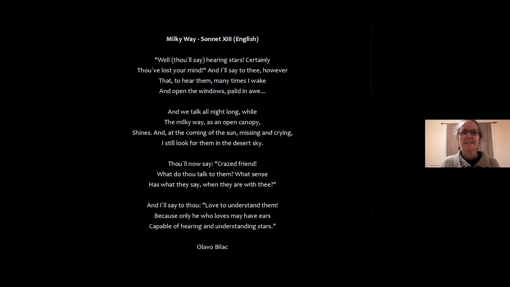Well, thou say, hearing stars, certainly thou've lost your mind. And I will say to thee, however, that to hear them many times I wake and open the windows, pallid in awe. And we talk all night long, while the Milky Way as an open canopy shines. And at the coming of the sun, missing and crying, I still look for them in the desert sky. Thou now say, crazed friend, what do I talk to them? What sense has what they say when they are with thee? And I will say to thou, love to understand them, because only he who loves may have ears capable of hearing and understanding stars. Olavo Bilac.